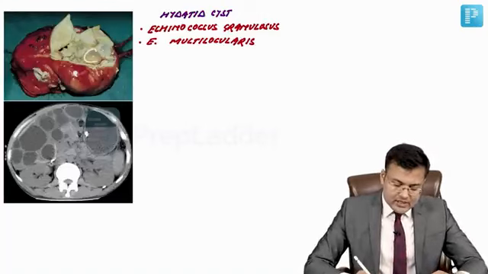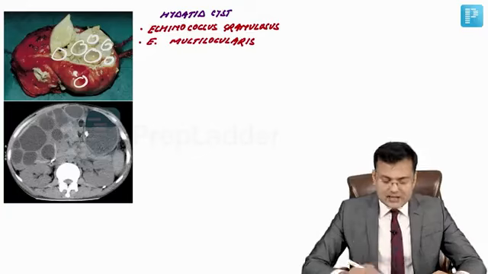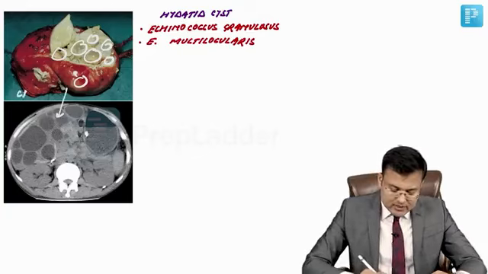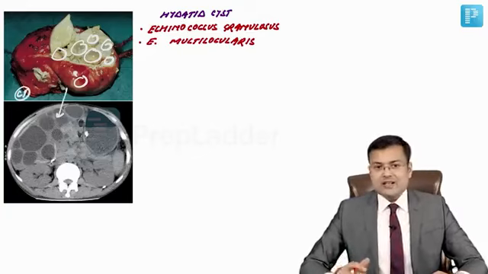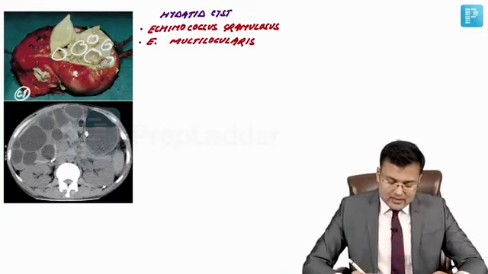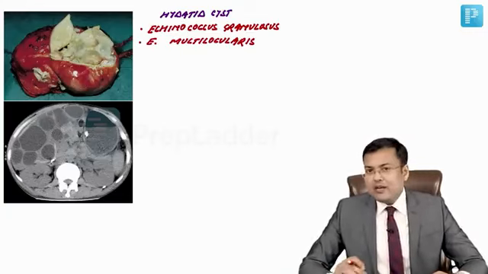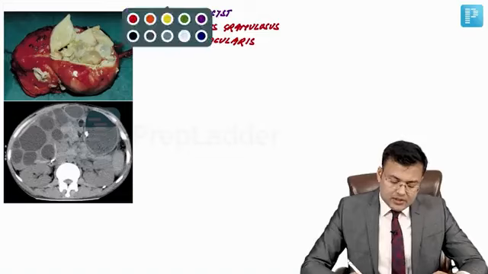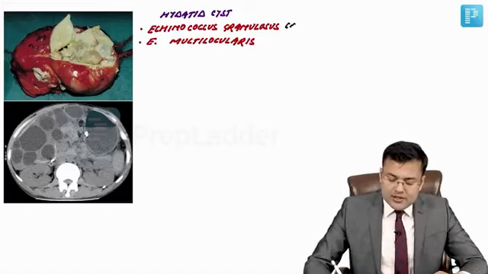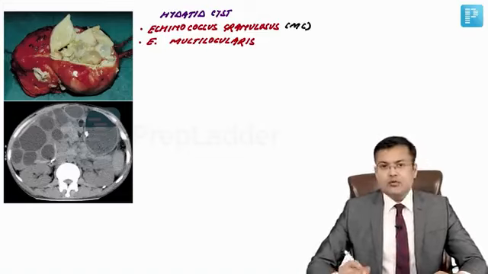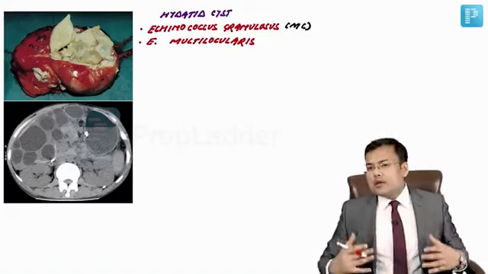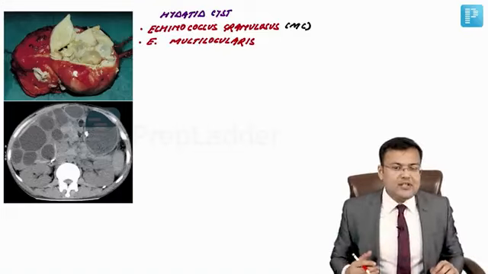In this image you can see that there are multiple cysts in the liver, and these are what? Hydatid cyst. Here you can see the CT image also. So this is a hydatid cyst, and it is caused by Echinococcus. Which species? Most commonly by which species? Echinococcus granulosus. Echinococcus multilocularis is another species.